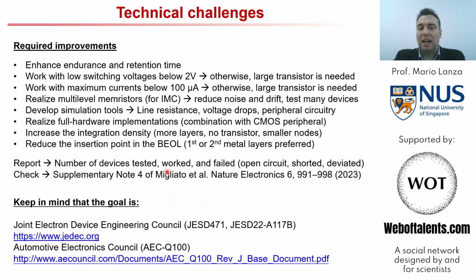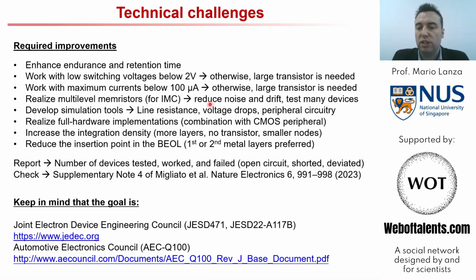In this slide, I am summarizing the most important research directions in the field of memristors. The first one is to try to improve the endurance and the retention time. The second one is to try to reduce the switching voltages and the state currents. This will facilitate the integration in the chip and also will reduce the energy consumption. The third one is to try to reach reliable multi-level memristors for in-memory computing.